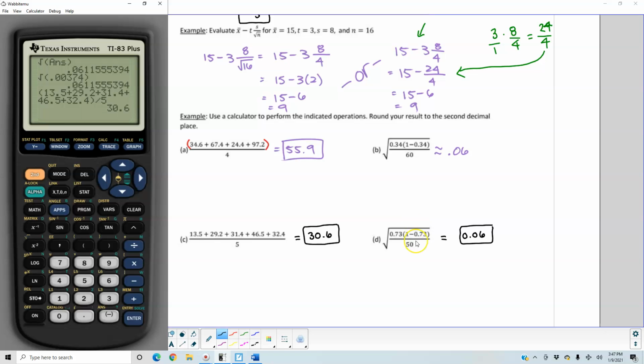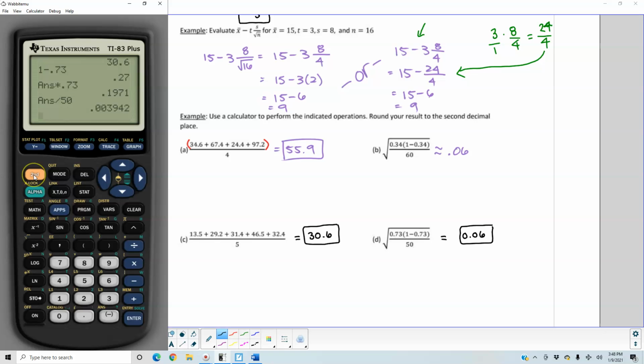So we're going to do it very similar to what we did in the previous one. We're going to do order of operations. So we have 1 minus 0.73. We're going to hit enter. And then we're going to take that number and multiply it by 0.73. And we get that number. And now we need to divide it by 50. So we're going to divide that number by 50. And there's our number that's going to be inside the radical sign.